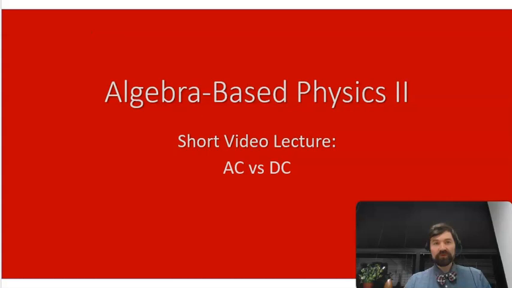Today's video, we're going to be talking about AC and DC, that is alternating current and direct current. Specifically, we're going to be discussing it in the context of a circuit containing a resistor or a series combination of resistors, basically a load resistance. In future videos, we may look at what happens with capacitors, inductors, etc.